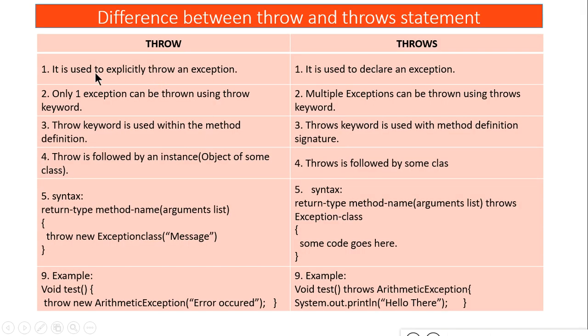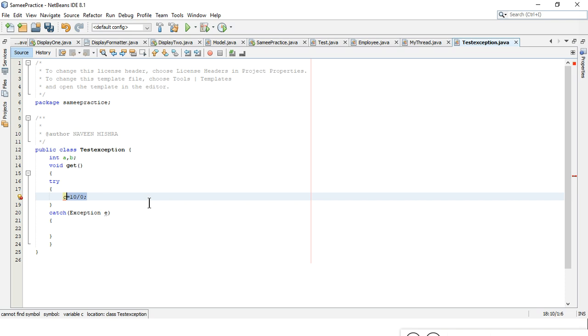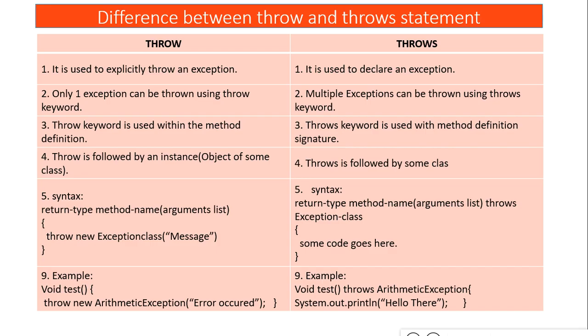So there you go. It is used to explicitly throw an exception. So what I can do is I can say throw new arithmetic exception, and I can pass the message here. So this is specifically calling the arithmetic exception. It is used to explicitly throw an exception.